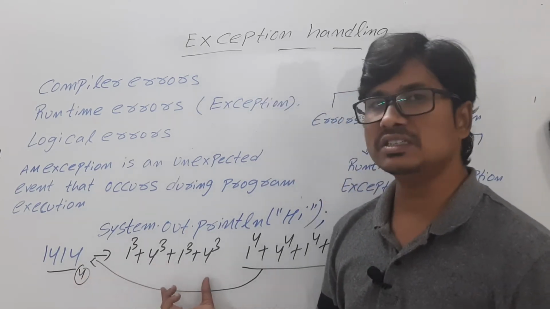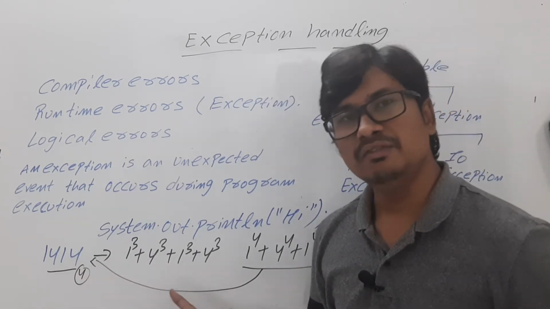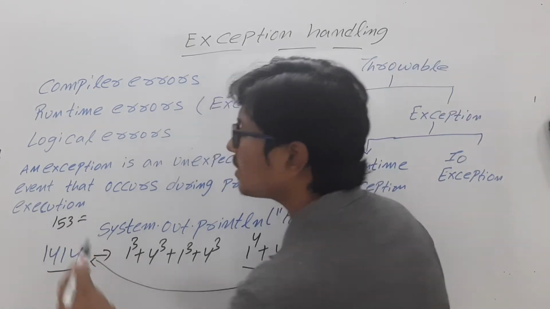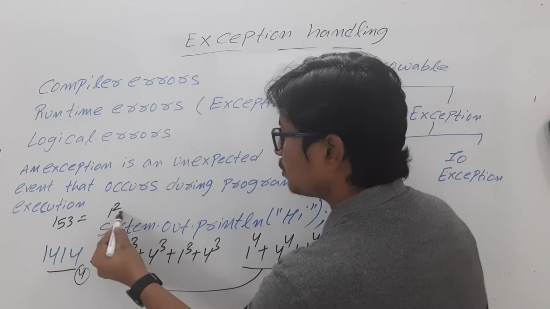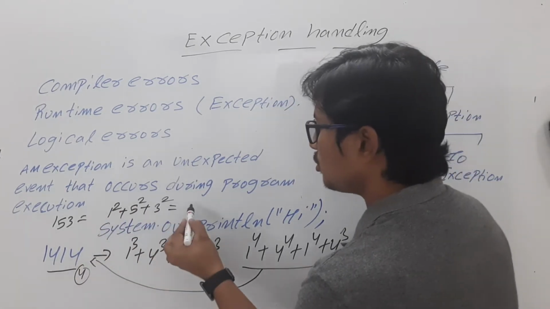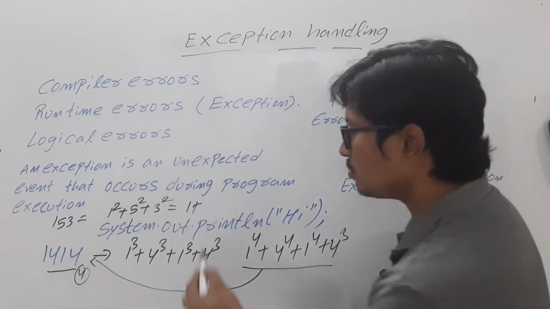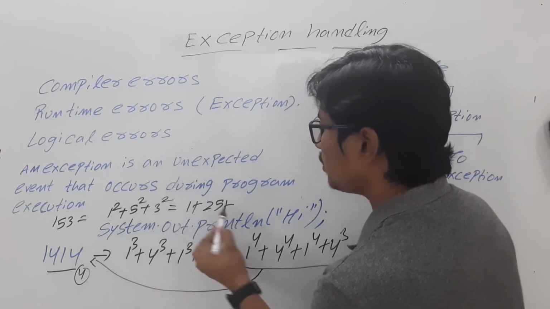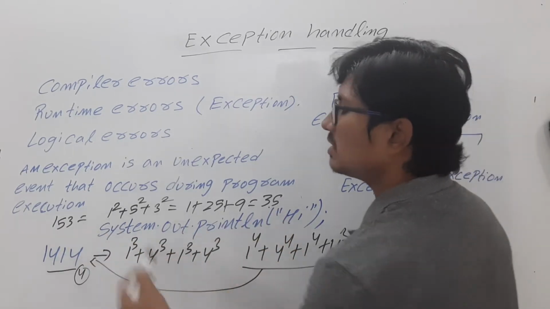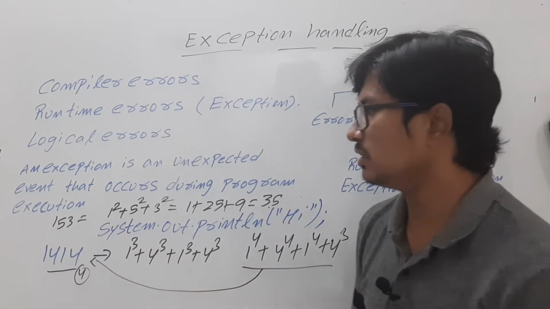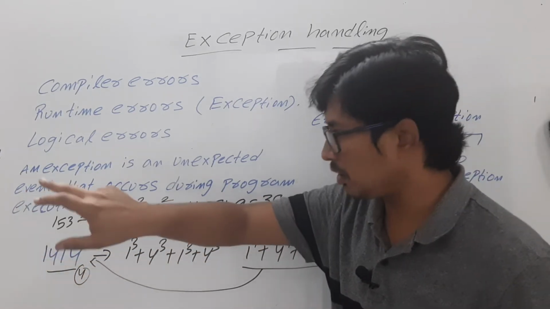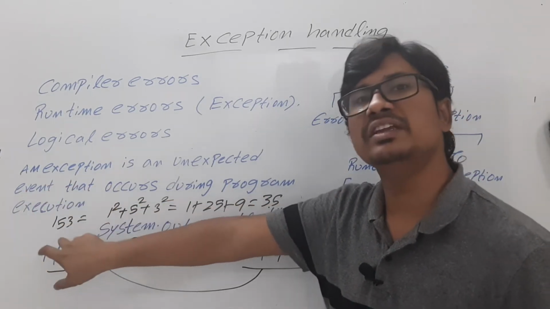If your logic itself is wrong, then suppose it is 153, and you have written the logic as 1 power 2 plus 5 power 2 plus 3 power 2. Then 1 power 2 is how much? 1. 5 power 2 is how much? 25. 3 power 2 how much? 9. So this will be 35. So he will say that 35 is not equal to 153, so he will say that 153 is not an Armstrong number.